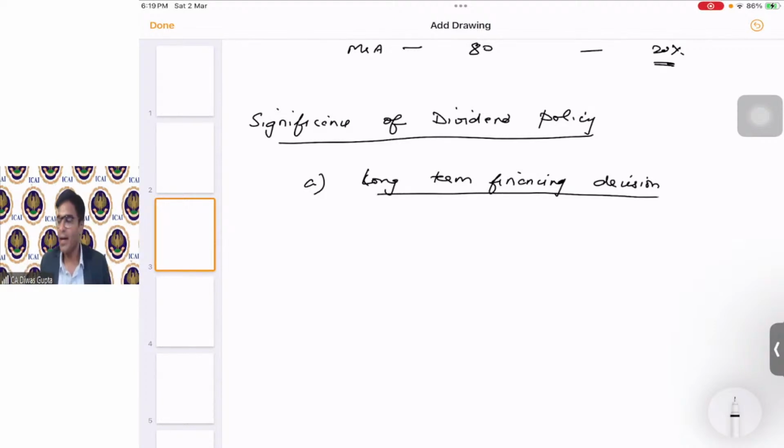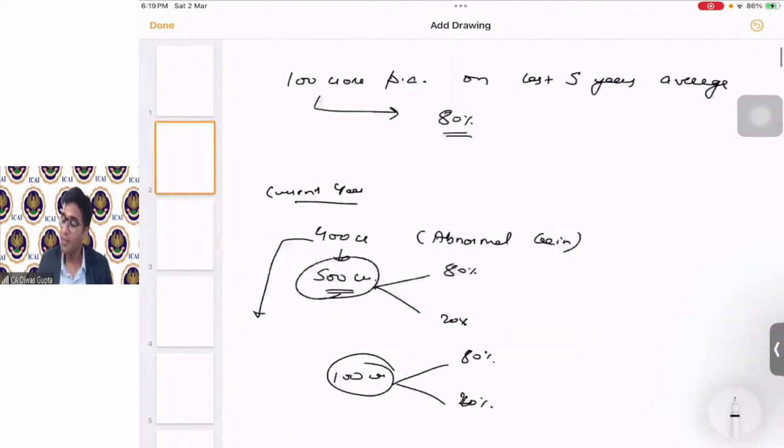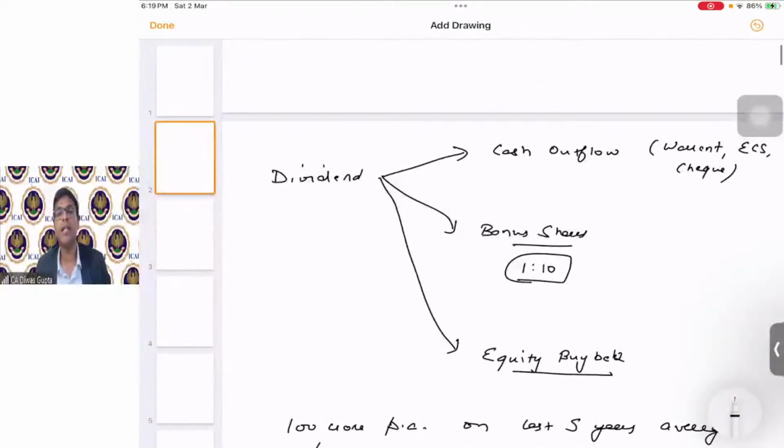Pooja is asking what is ECS? Sorry, ECS is one electronic form of transferring funds.